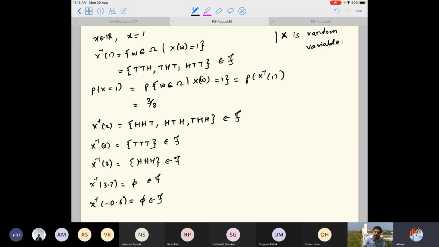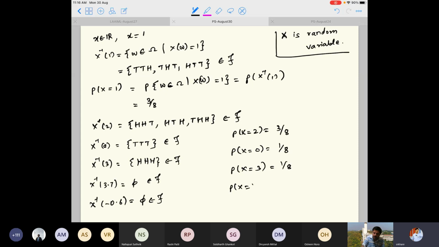So X is a random variable. And how is the probability assignment happening? Probability assignment is happening by inverse image. So what is the probability of X equal to 2? The probability of X equal to 2 is also 3 by n. What is the probability of X equal to 0? It is 1 by n. And what is the probability of X equal to 3? It is also 1 by n.